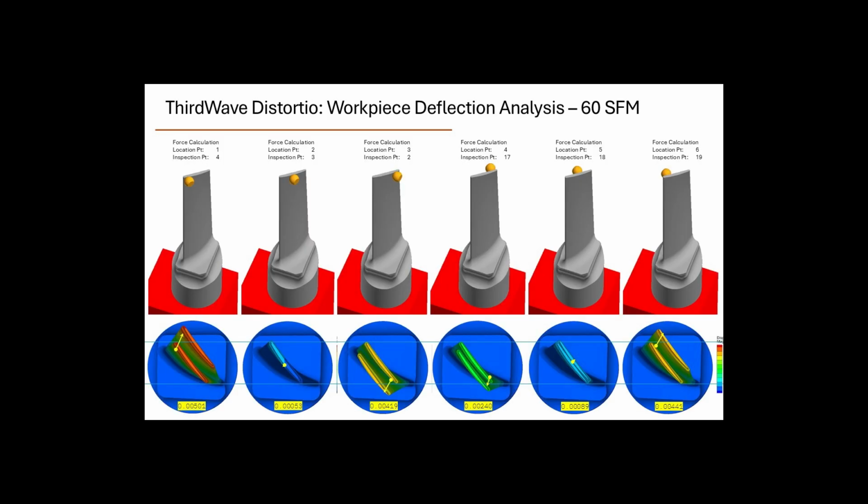Now into understanding deflection. This is, again, a piece of software from Third Wave Solutions. The product here is called Distortio. It's a function within their main product called Production Module. What I'm doing here is running an analysis on the deflection of the tip using the position of the tool as you see in the images on the top. So control point 1 all the way to 6, and then I have the mapping of the control point to the inspection control point number.